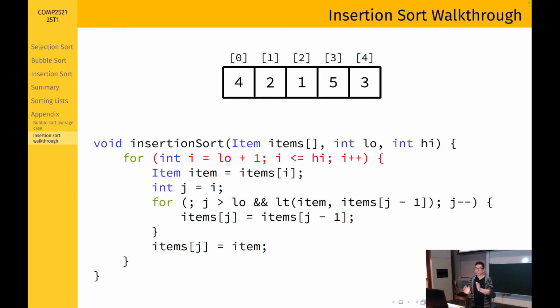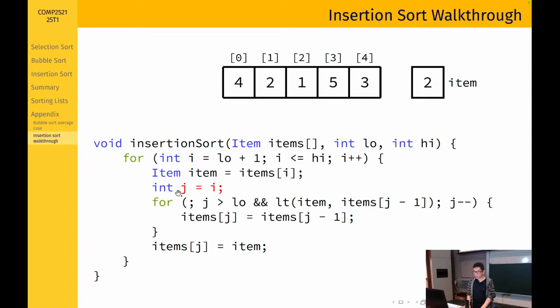Okay, so suppose we're trying to sort this array using insertion sort. We'll see how it goes. I haven't actually marked index i and j here, but I'll fix that later today. Initially, i is going to be equal to 1. Assume here we're sorting the entire array, so low is 0 and high is 4, and i is initially 1. So what we're going to do is store this item here in a temporary variable called item.